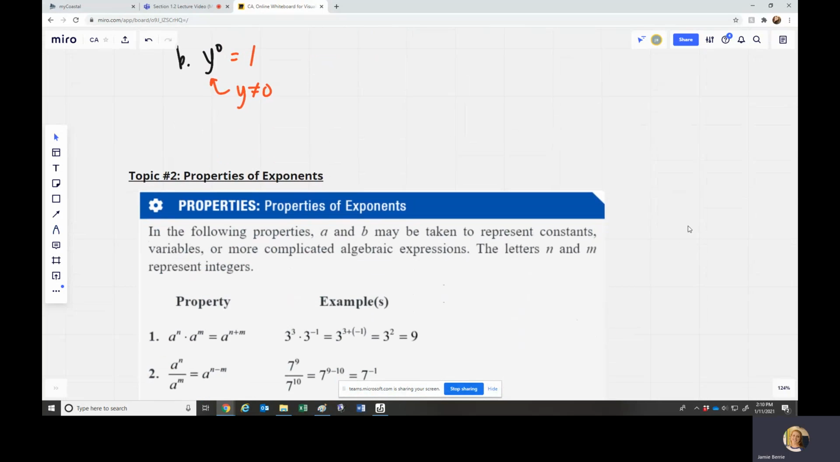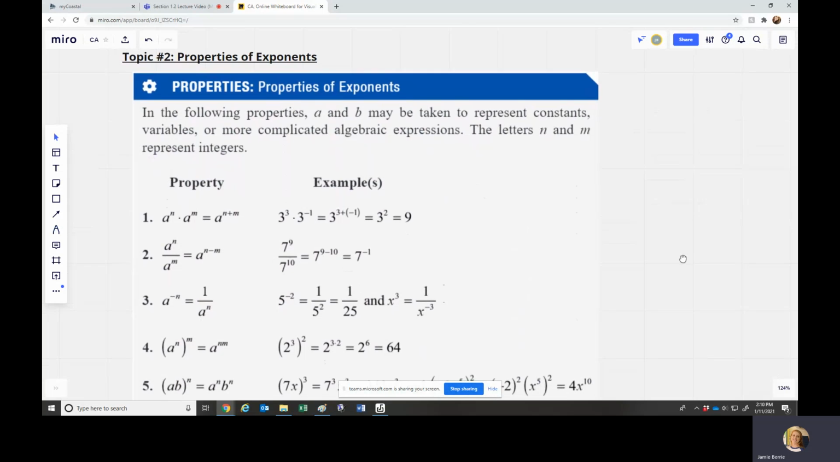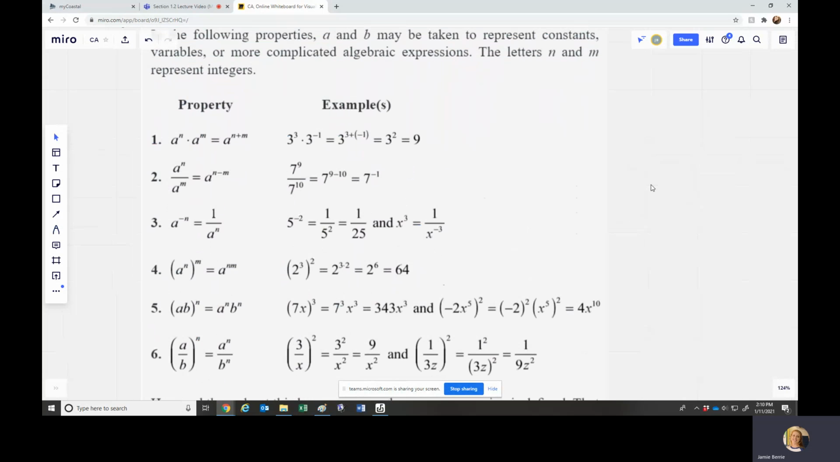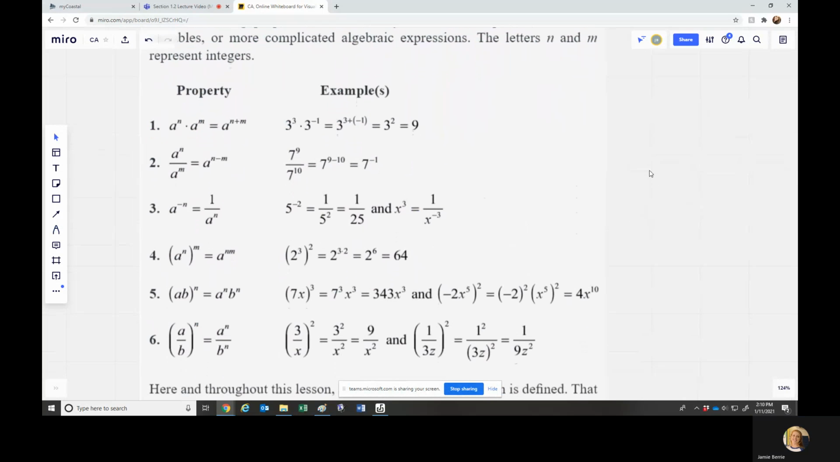Our second topic talks about properties of exponents. This is in your textbook, of course. I took all this out of your textbook, but you may want to pause the video and take a second to write these properties down, unless you're following along with the guided notes, and then you can just follow along from there. This is stuff that you either want to have memorized, or depending on which class you're in, you may be able to use an index card or something like that on the test.